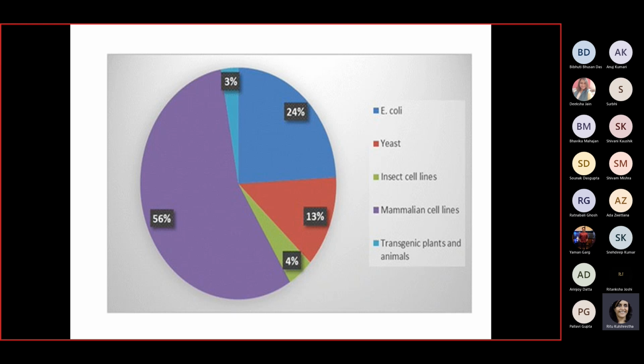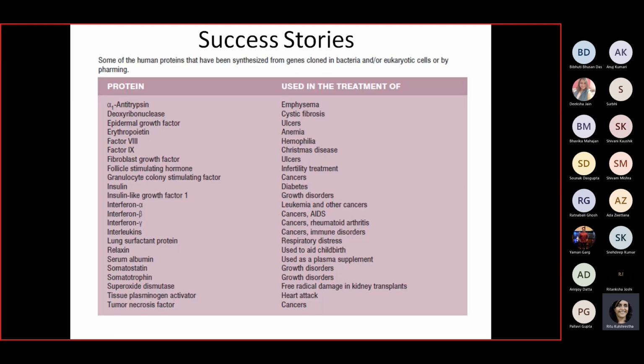So when we talk in terms of industry, obviously we would want a cheap source, with lower cost. So E. coli and yeast are, that's why, very, very important. And then these insect cell lines are also being used. There is some work still going on with respect to transgenic plants or animals as a source of recombinant proteins, which I'll discuss in my next classes.